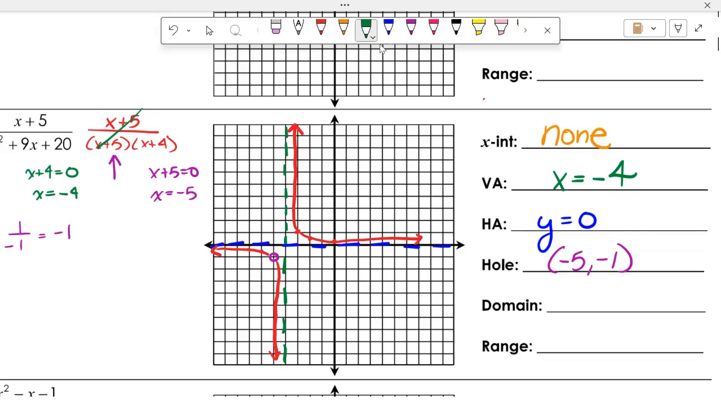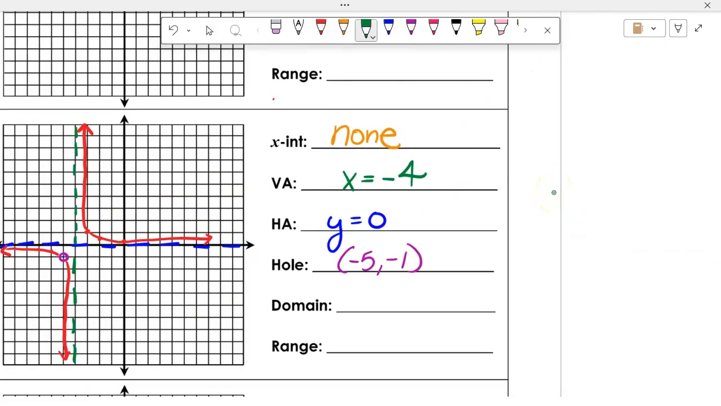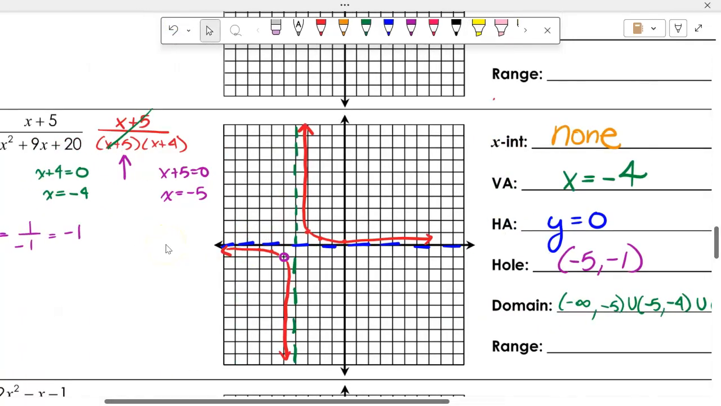So my domain is going to go negative infinity to -5 because of my hole, union, -5 to -4, my vertical asymptote, union, -4 to infinity. Because once we get beyond that -4, once we get beyond that asymptote, it's just a continuous function going this direction. Okay?